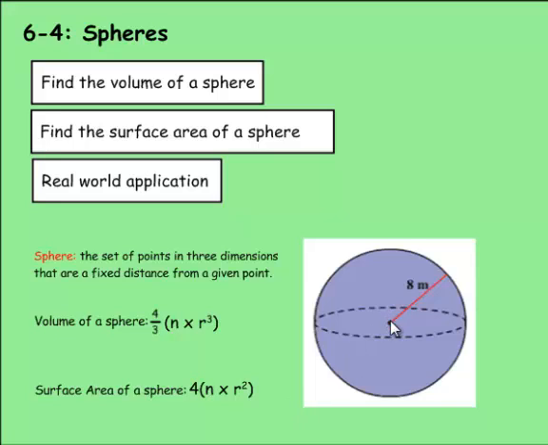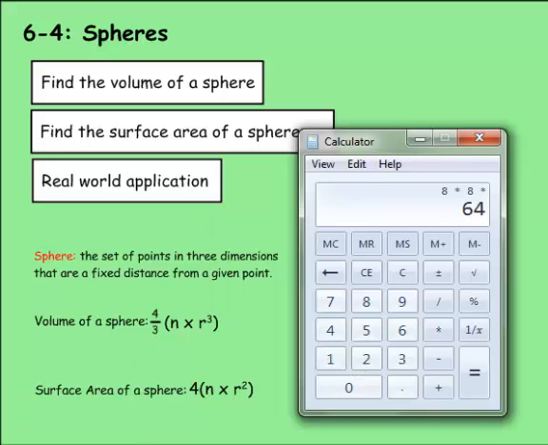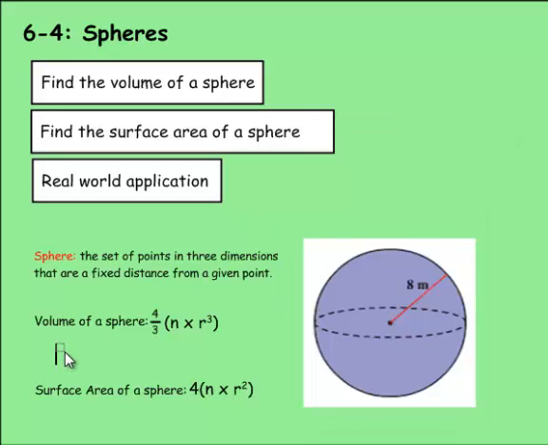So if we want to try this out, we would do pi times radius cubed. So 8 cubed would be 8 times 8 times 8, 512 times 3.14. So 1607.68 would be the parentheses here. Then times 4 and divided by 3 would be 2143.6 if we're going to round to the nearest tenth. And that would be meters cubed.